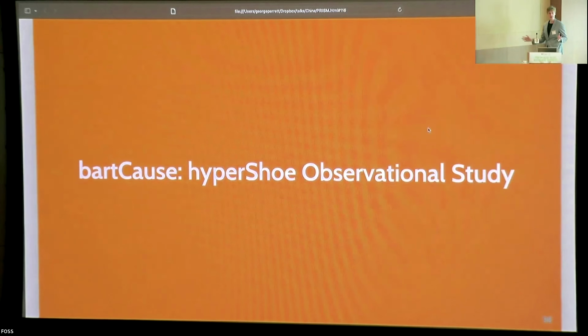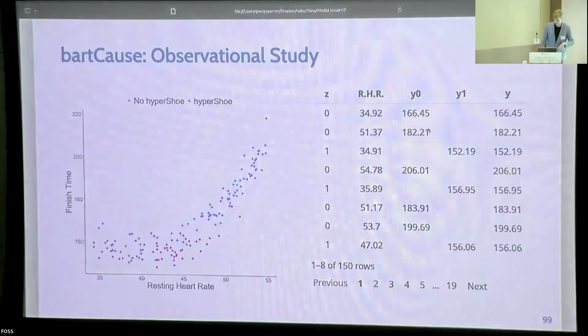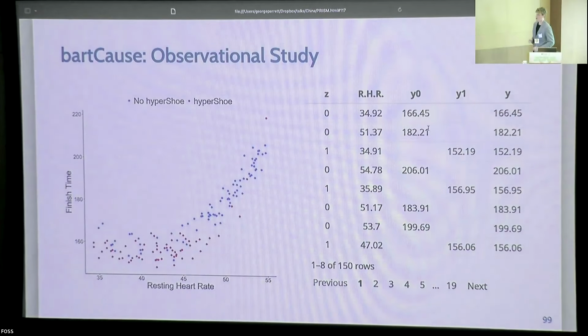Now, what about the observational study space? This is where all of the methods we talked about have not been able to recover the truth. So here's our observational study data.